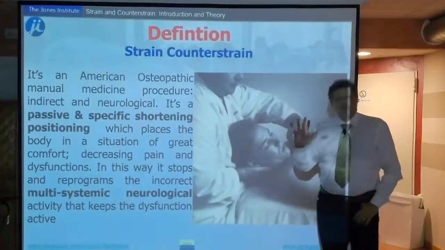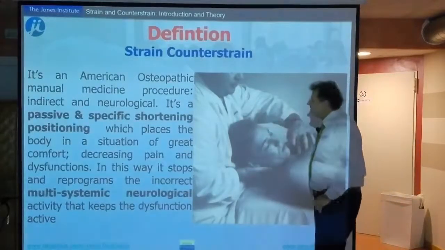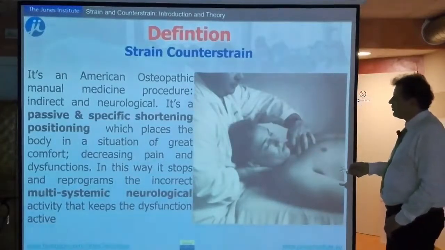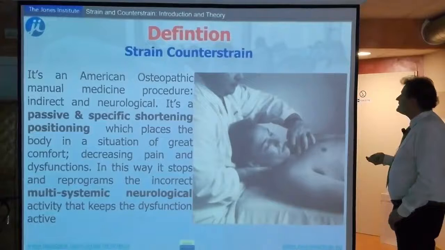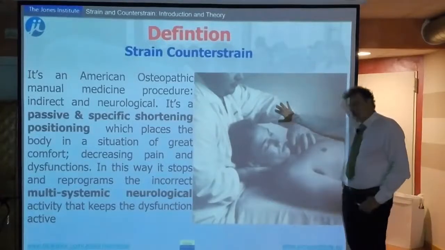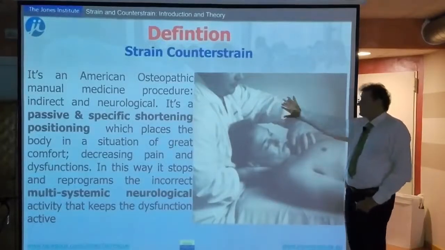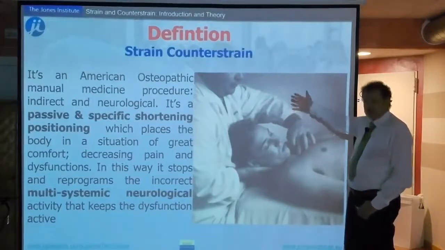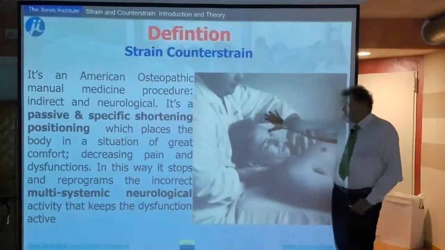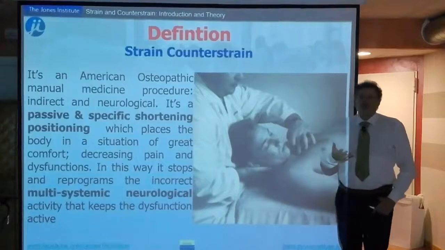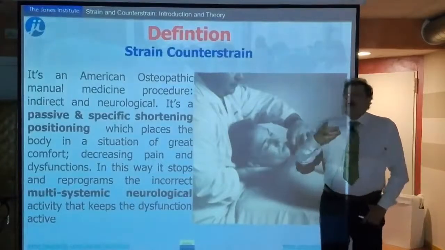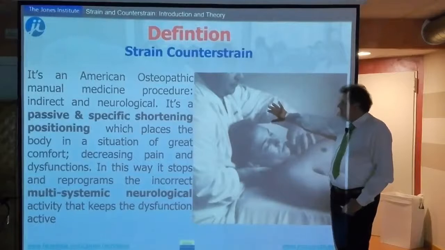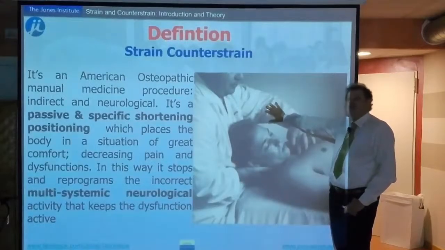And how is this performed? It's performed in this way: a passive and specific shortening position. As we can see in this old picture, and I've chosen this old picture on purpose, because I could have put in a bright color picture, but I wanted to show you that while here in Europe counterstrain is still an innovative and fresh technique, in the United States people were performing this technique since the late 60s.